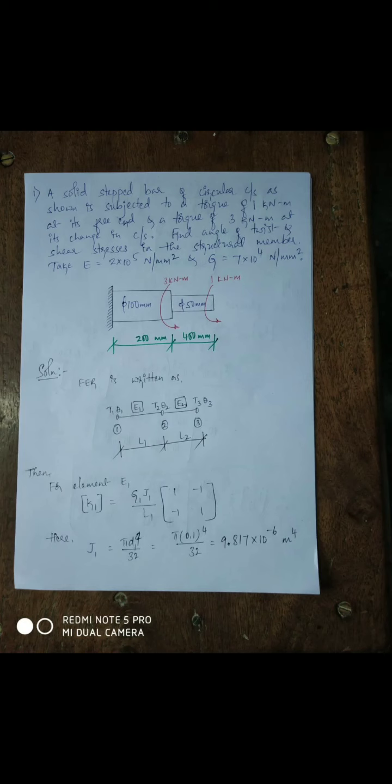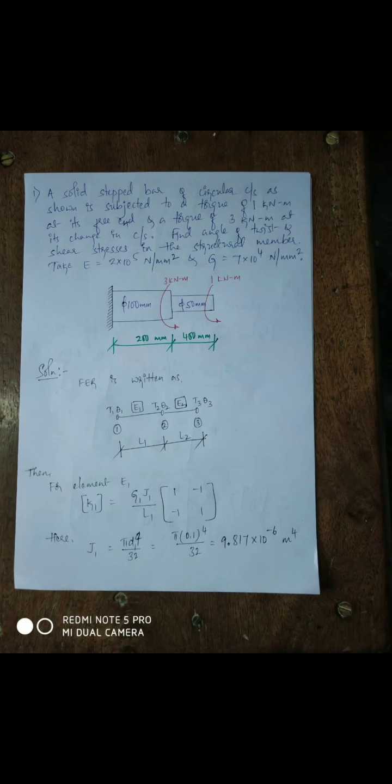In simple words, in this sketch there are two L values. Two L values means two elements will be there. Two elements means you have to determine two individual element stiffness matrices K1 and K2. That's it, very simple.